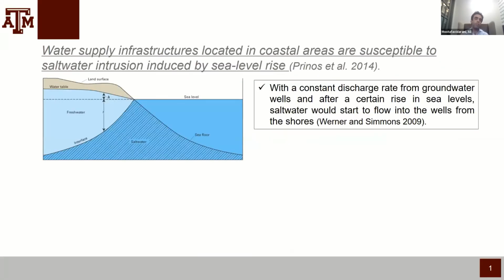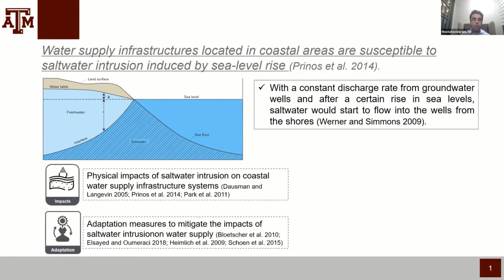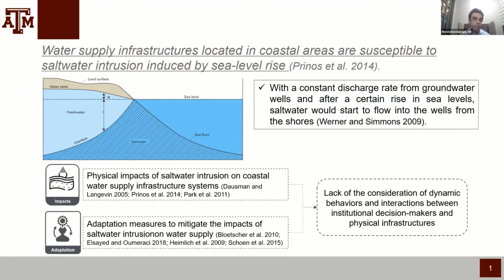So the work that we present specifically deals with the issue of sea level rise and its impact on water supply infrastructure in coastal communities. Many of the coastal communities, specifically in the US, are dealing with issues of sea level rise that affects their water supply. Why? Because most of these communities are relying on underground water for their water resource supply, and saltwater intrusion is caused or exacerbated by sea level rise.